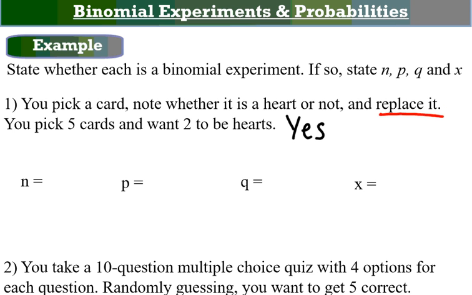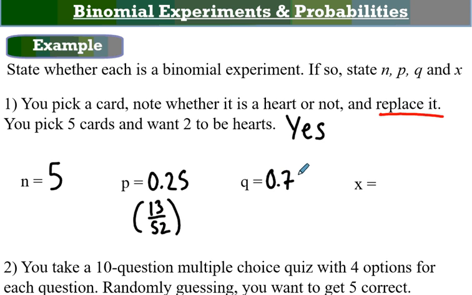How many trials are we doing? It says we pick 5 cards, so 5 trials. Probability of success is 25%. That's 13 out of 52. The probability of a failure is 75%, which is 39 not hearts out of 52. And we want 2 successes, so x would be 2 hearts.